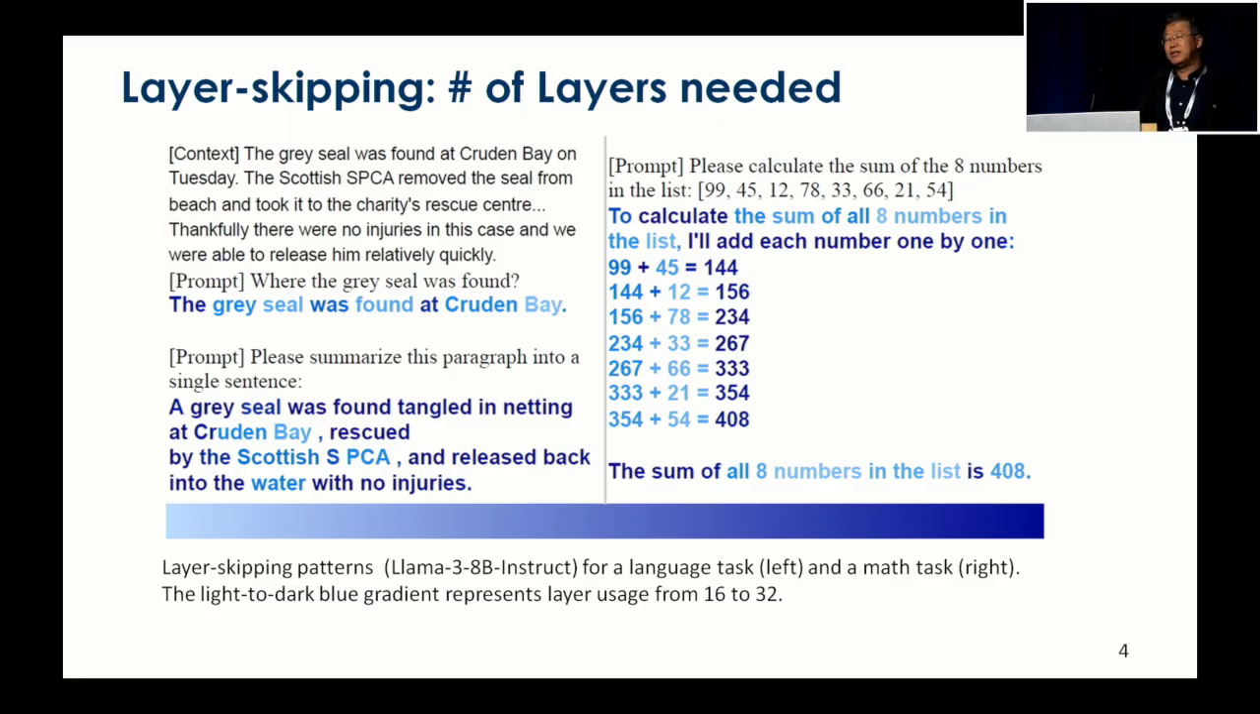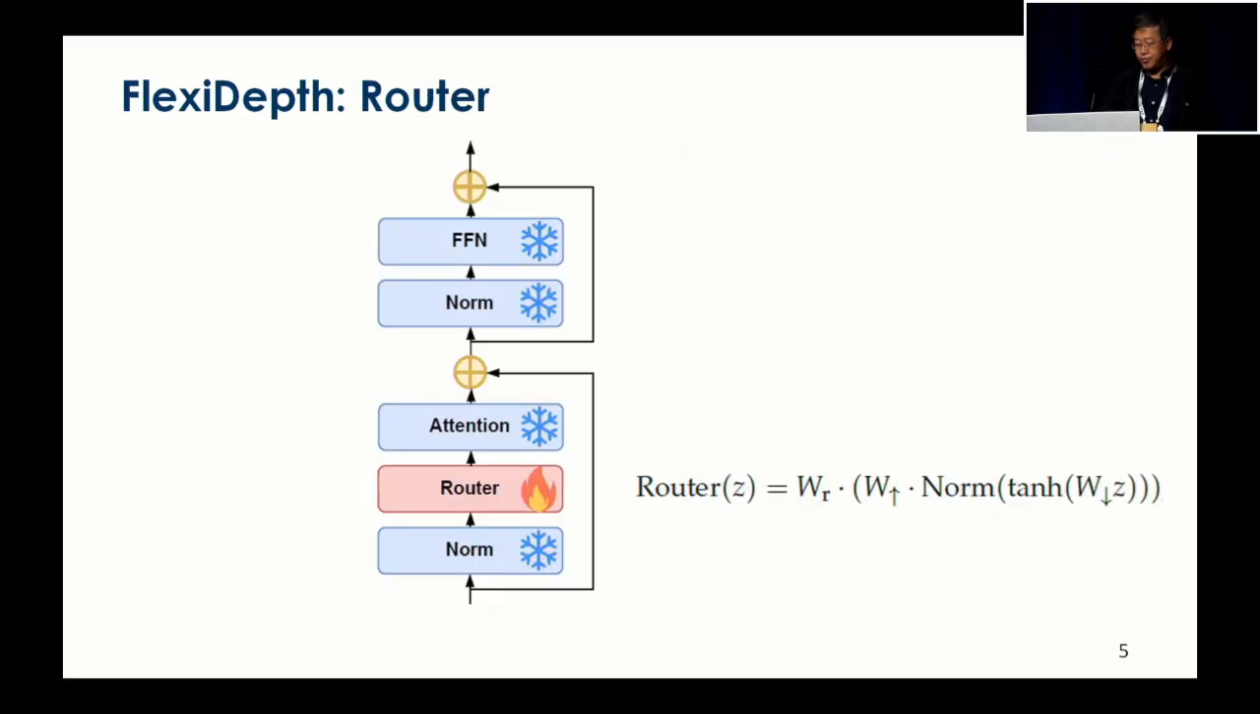The light color means you don't need all the layers in the transformer to generate the tokens. And you can see clearly, especially from the math example, that for many tokens that have been generated, you actually don't need all the layers to generate them. So this is the basic idea and the basic result we would like to achieve.